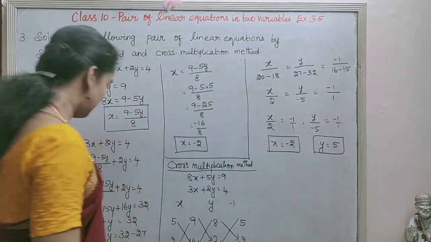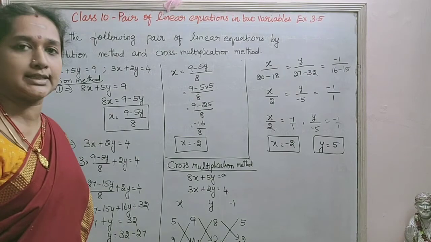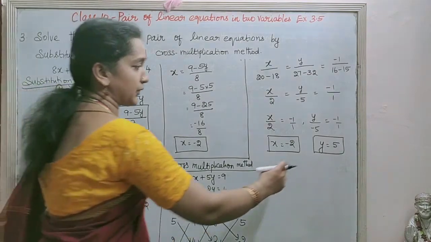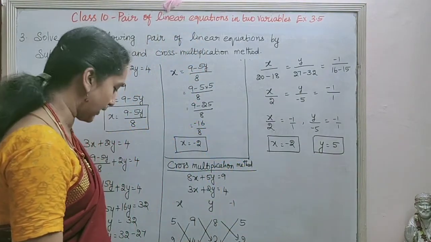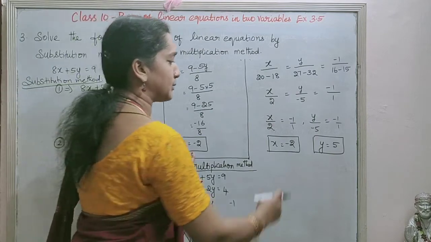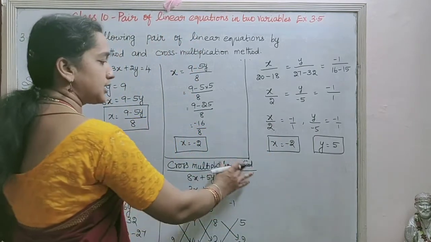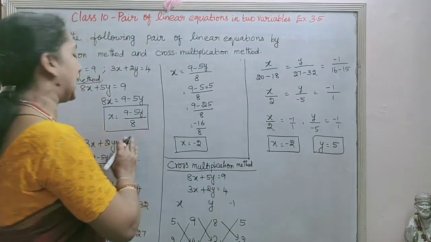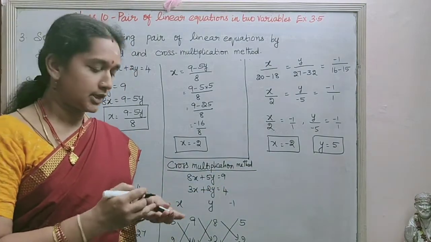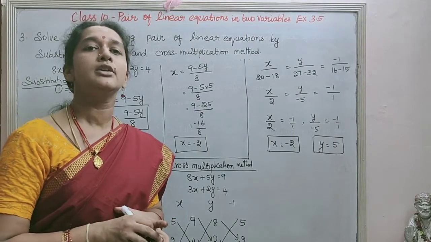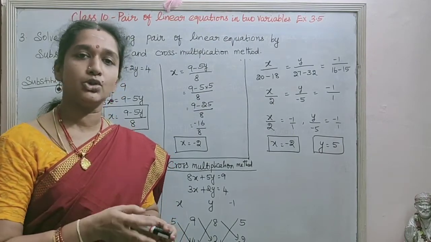In the previous method also I got the same thing. The y value is 5, and here also I got the y value as 5. Here I got the x value as minus 2, and here also the x value is minus 2. So this is the cross multiplication method and this one is the substitution method. Whichever method you use, you have to get the same values only.